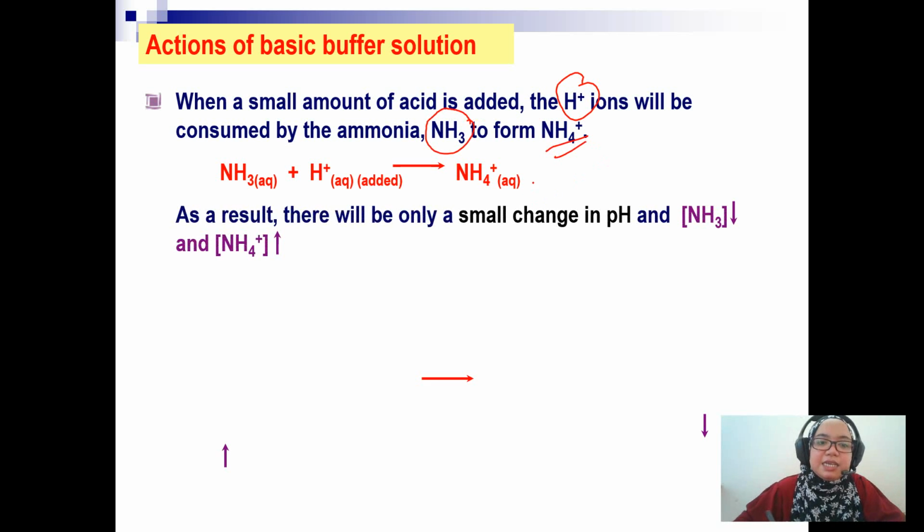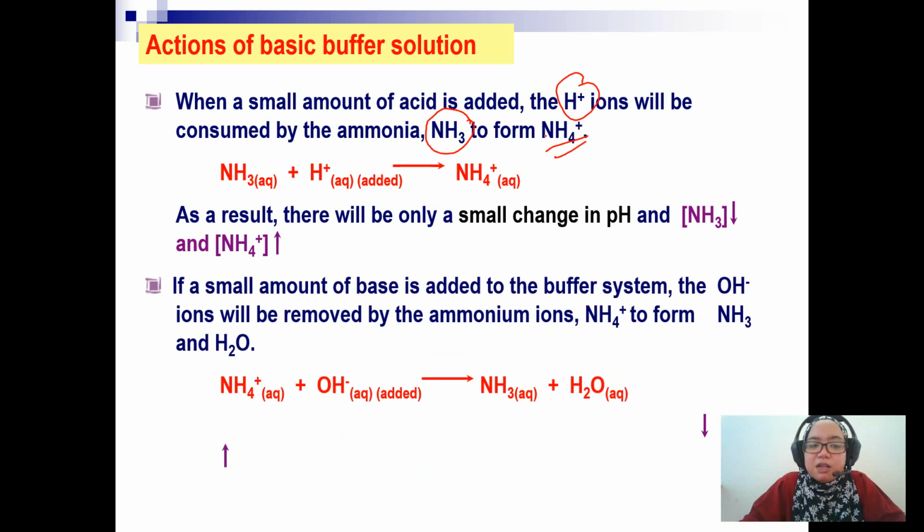So dekat sini, pH dia takkan berubah sebab even though you add a small amount of strong acid, it will be consumed by the weak base to form NH4 plus. So there is only a small change in pH. It's not really affected. Okay?